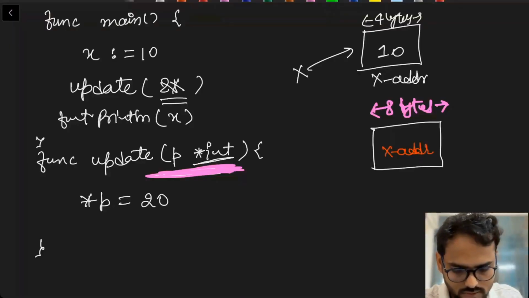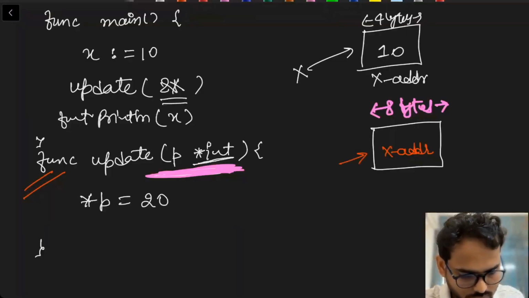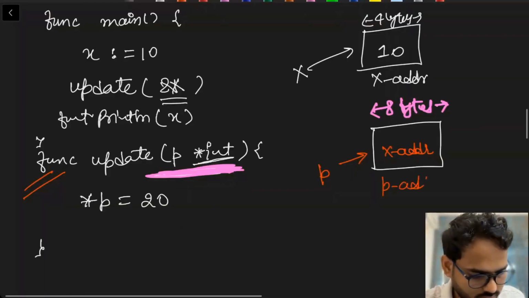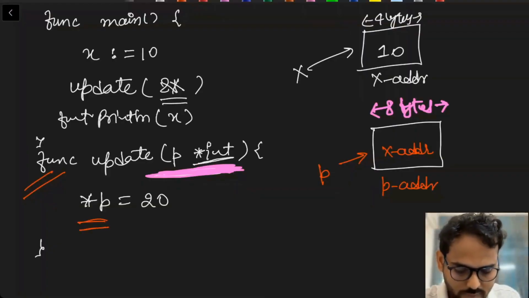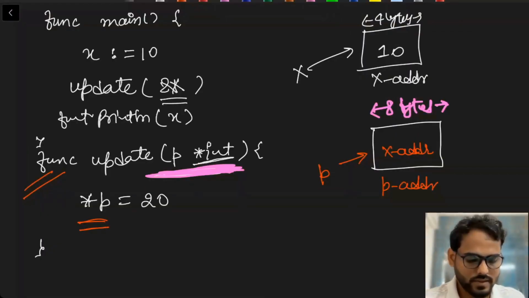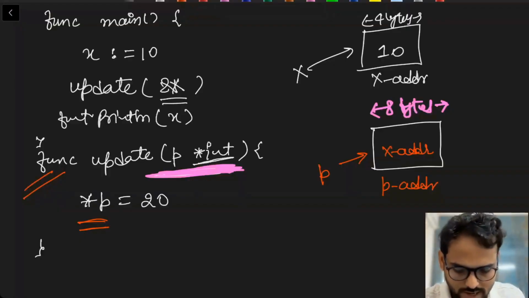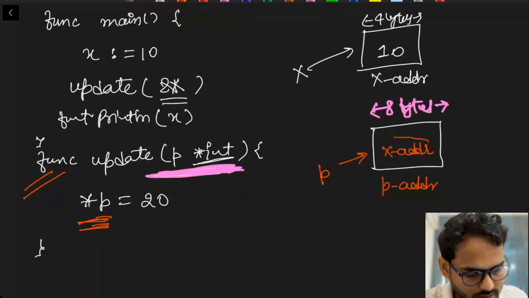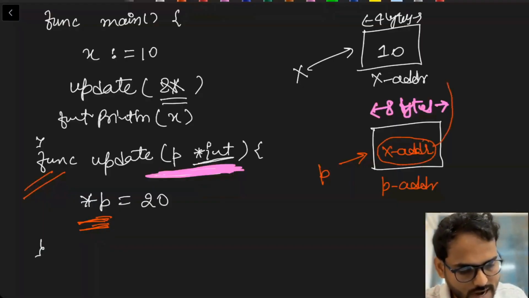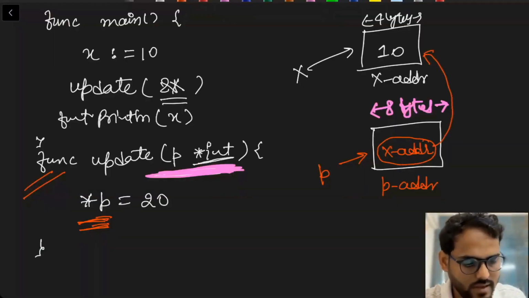And when the control reaches this function, this can be referenced using p. Let us say the starting address of this is p address. So when we do star p is equal to 20, what happens? The same story. It basically tells go to the memory address stored in p. So this is the memory address stored in p. Go to this address and then put the value 20 here. So instead of 10, 20 will be written at this memory address.